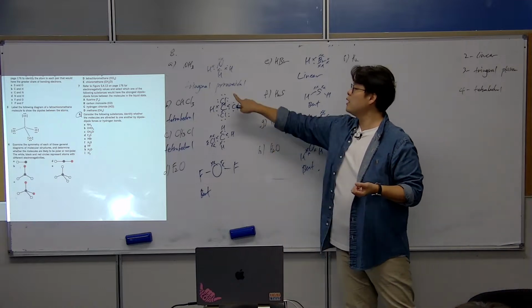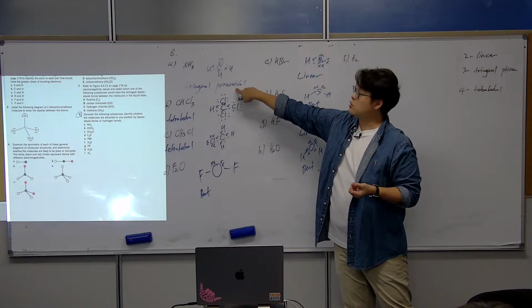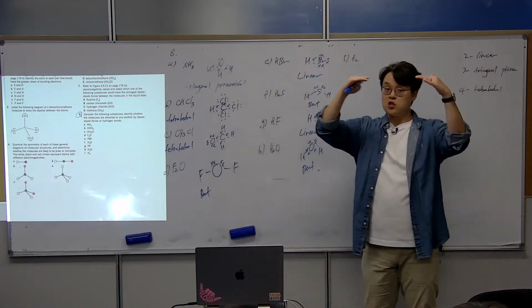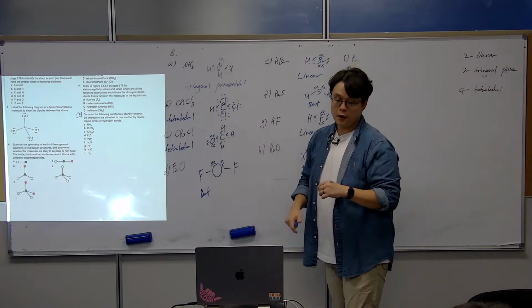For example, the difference between tetrahedral and trigonal pyramidal: it has one lone pair that appears to be invisible, therefore kind of pushing them, making the pyramidal shape. Any questions?